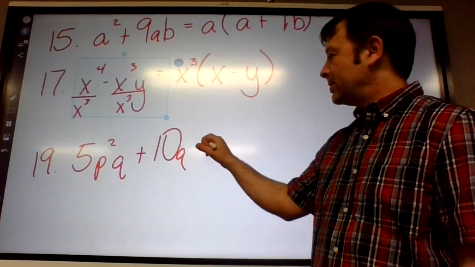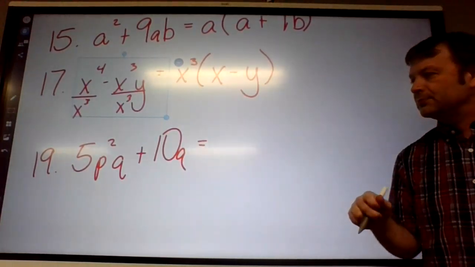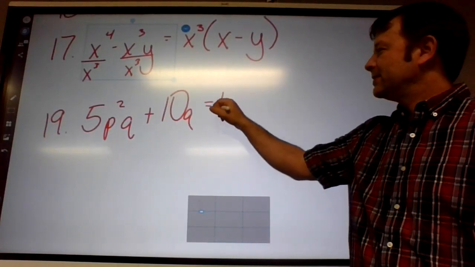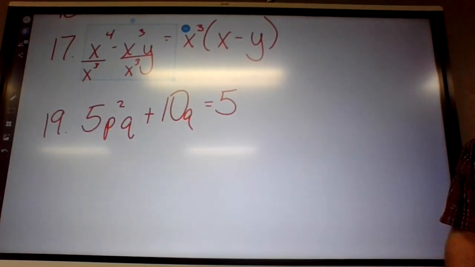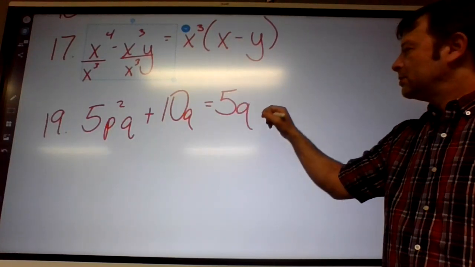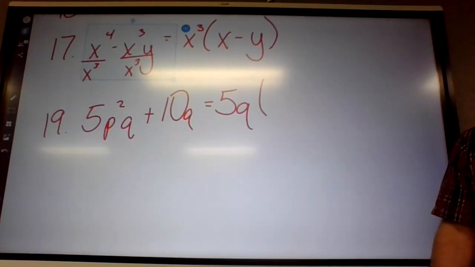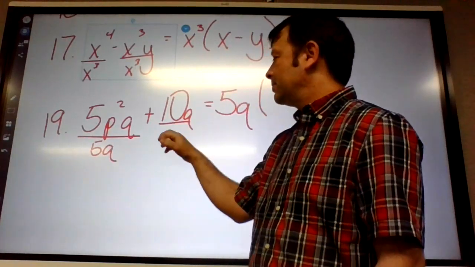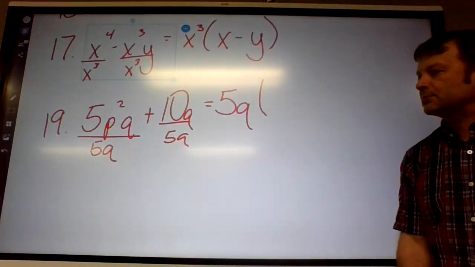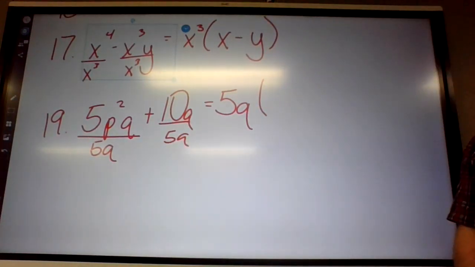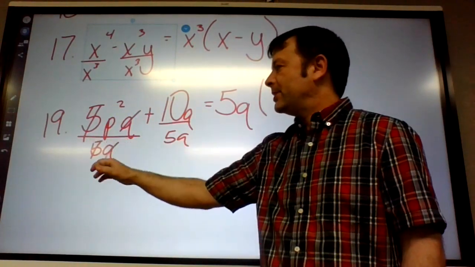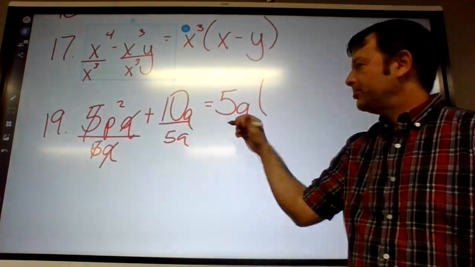Katie, what comes out of these two? 5. 5, and? They both have at least what? Q. Q. Alright, so what's going to be left if I divide the first term by 5Q? 2. Well, that goes away, that goes away. So P squared.